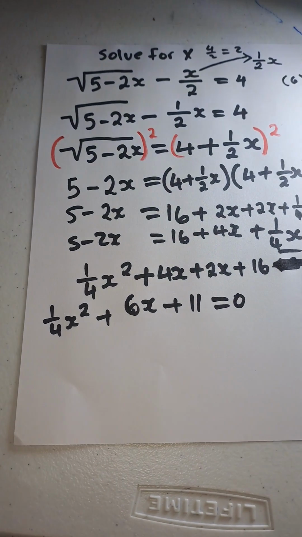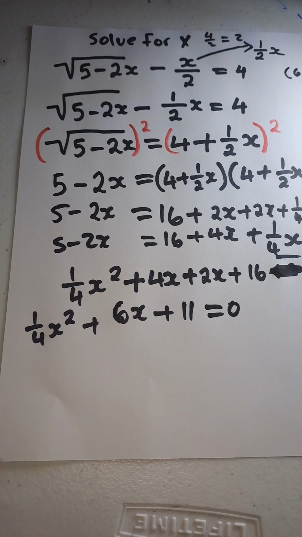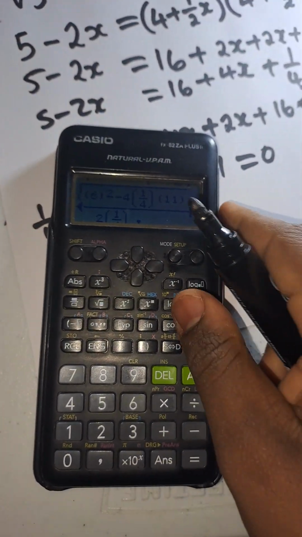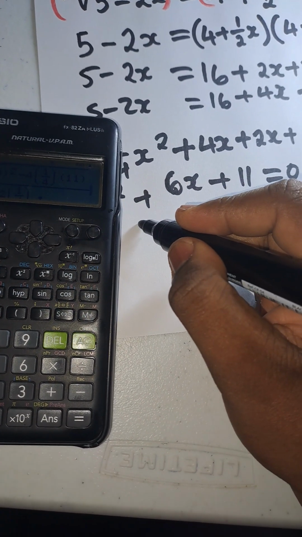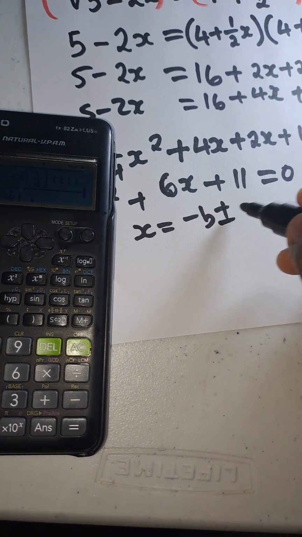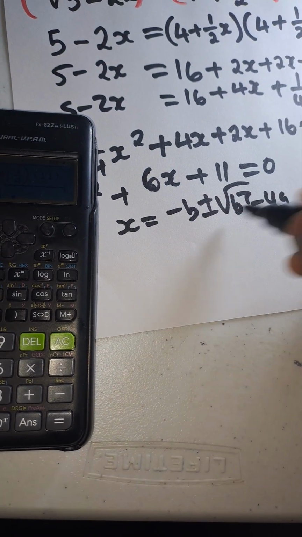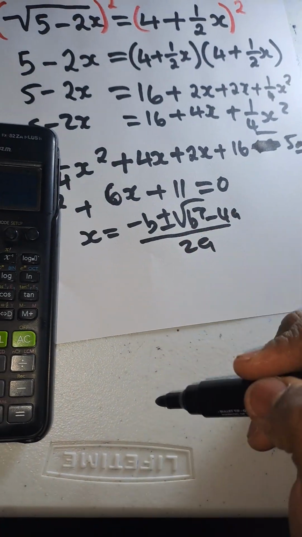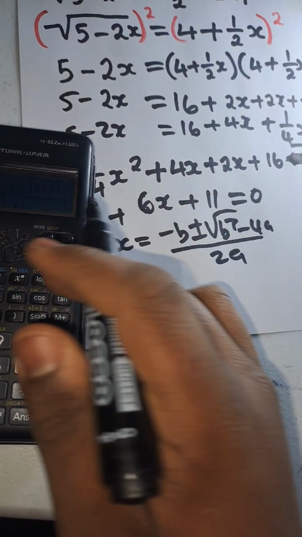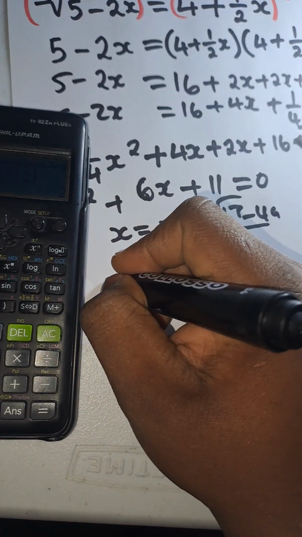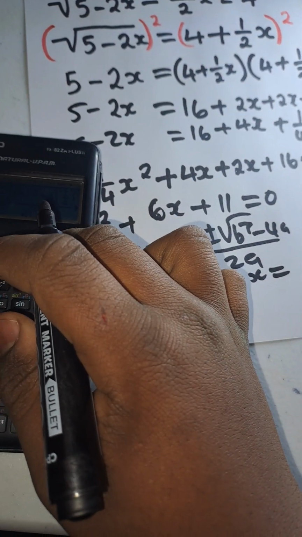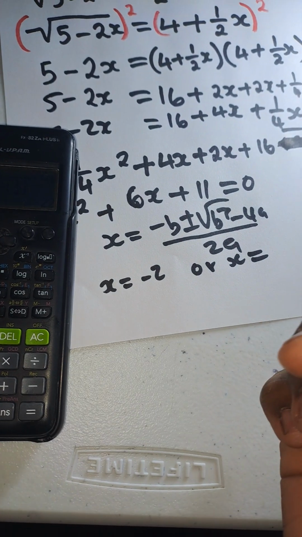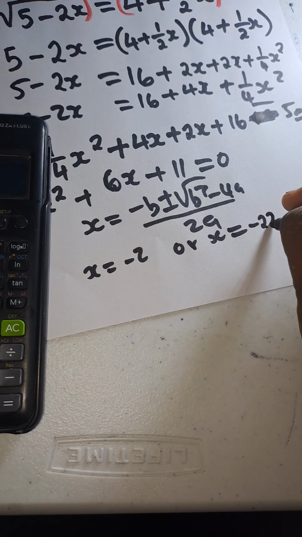Then we're going to factorize or use the quadratic formula. As you can see, I just substituted my values into the quadratic formula. On your answer sheet, you are going to substitute into the quadratic formula, because the fractions are better handled that way. When I substitute, I got x equals minus 2 or x equals minus 22. When you're on your own, show the substitution so that they know how you got the answer.